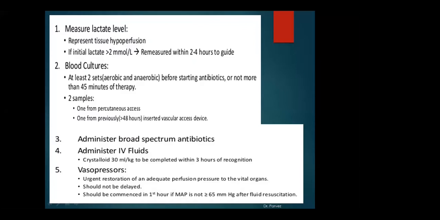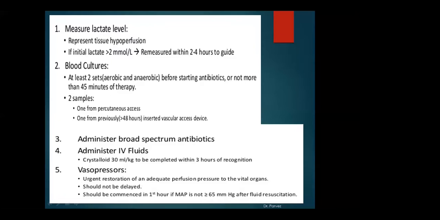We need to identify the source of infection, whether it's respiratory, GI, or urinary. Depending on the source of infection, appropriate broad spectrum antibiotics need to be initiated. And number 4, administer IV fluids within 3 hours of recognition. And the final point is the vasopressors, for urgent restoration of adequate perfusion pressure to the vital organs. Vasopressors should not be delayed.